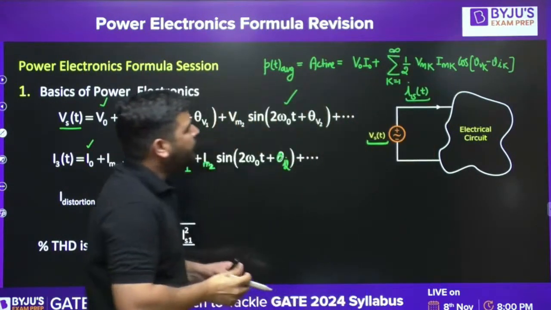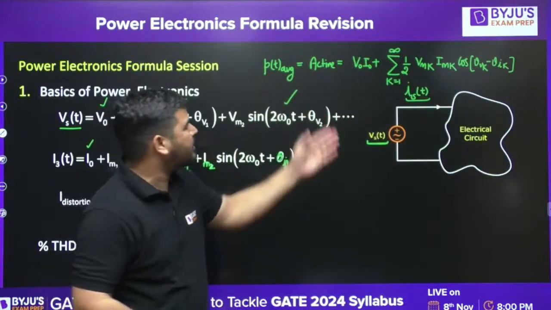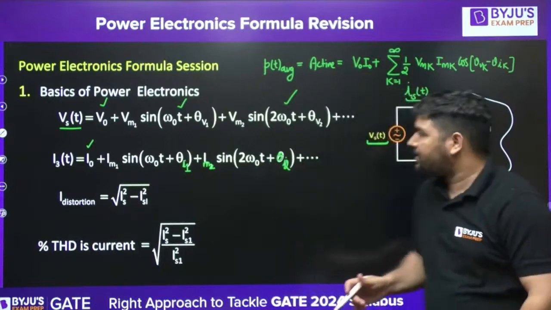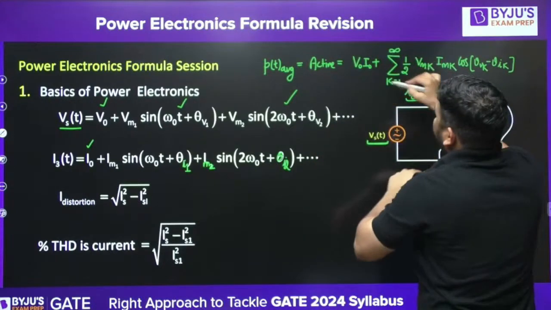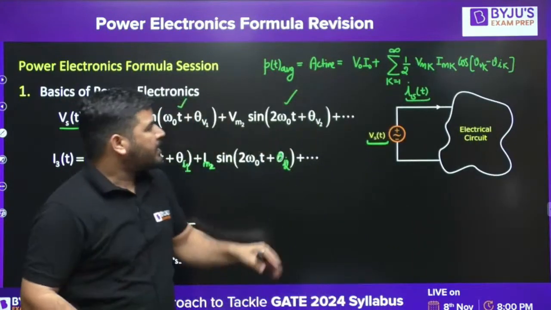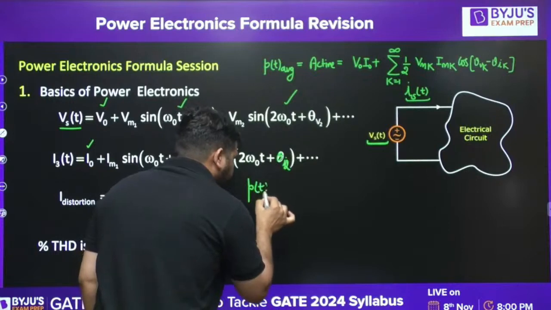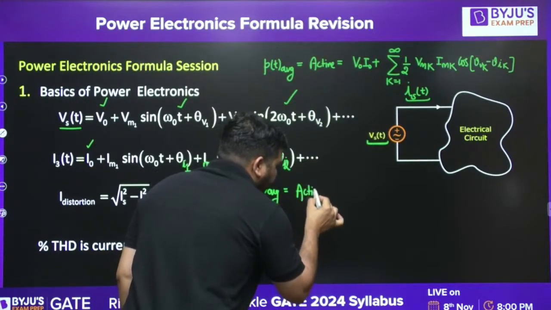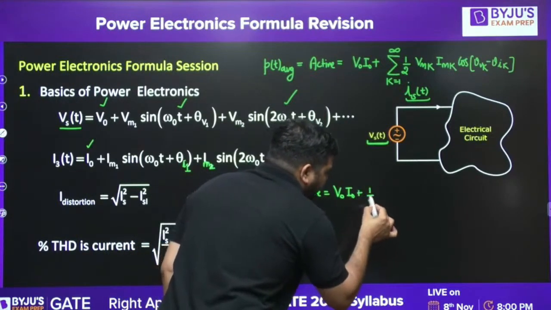Now, many of you will think, what is this? I mean, what have I written in this formula? How to remember this formula? It is very easy to remember. Let's separate this. Let's open this summation. If I open this summation, what I will get is P average, or you can say the active power, will be equal to V0 I0 plus 1 by 2.